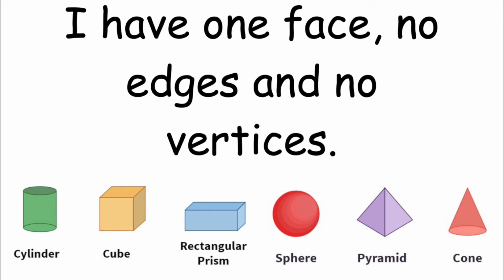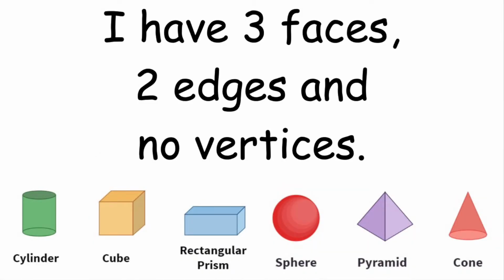What shape am I? I have one face, no edges, and no vertices. Pause the video and have a think. I'm a sphere. What shape am I? I have 3 faces, 2 edges, and no vertices. Pause the video and have a think. I'm a cylinder.